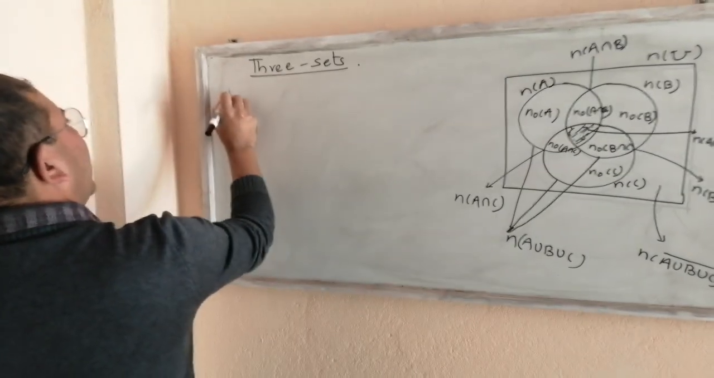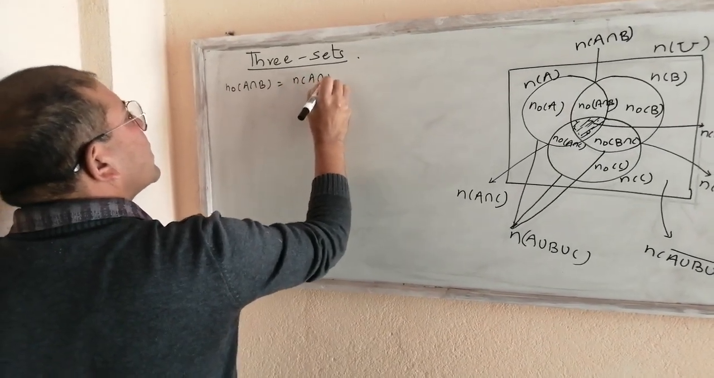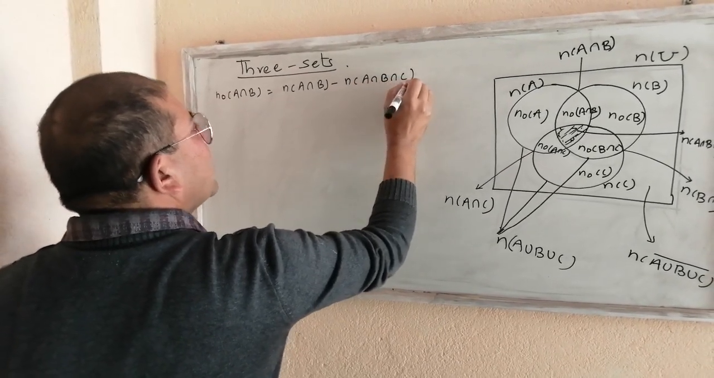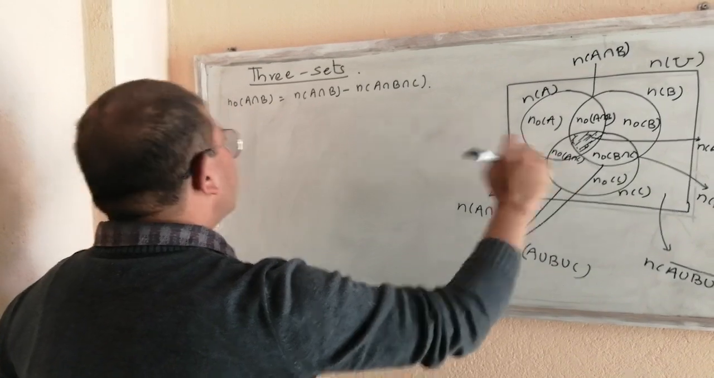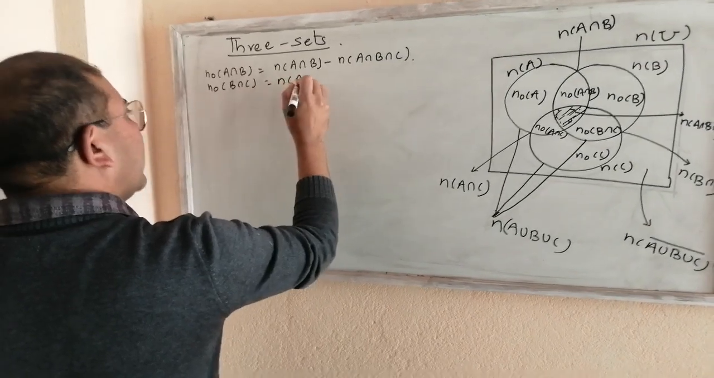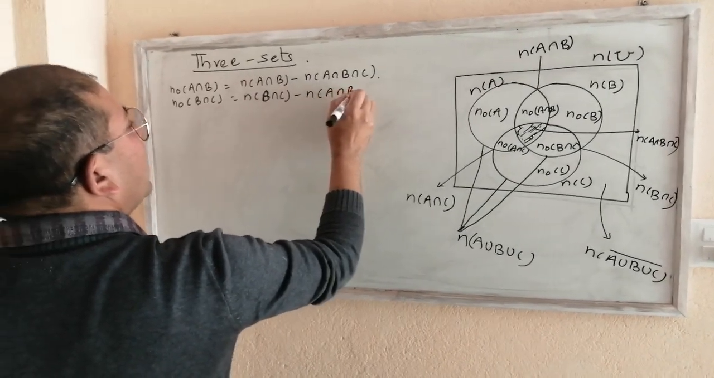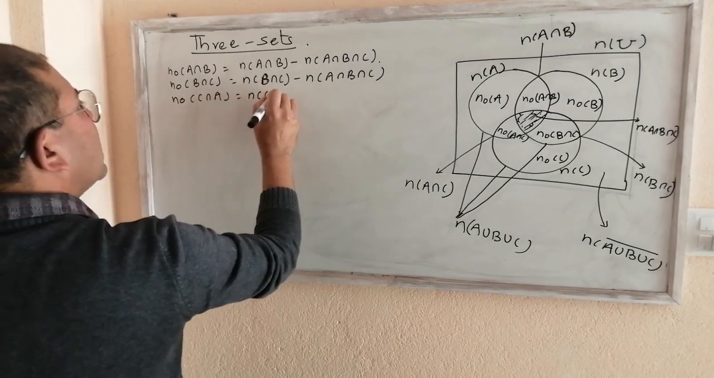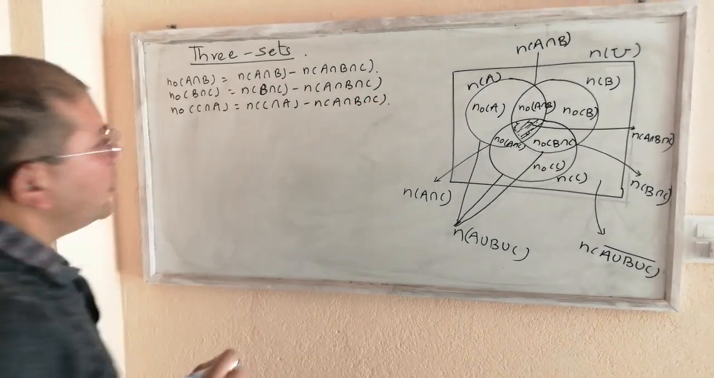To find out n naught of A intersection B, it is n of A intersection B minus n of A intersection B intersection C. Similarly, you can find out n naught of B intersection C and n naught of A intersection C. n naught of B intersection C is equal to n of B intersection C minus n of A intersection B intersection C. n naught of C intersection A is equal to n of C intersection A minus n of A intersection B intersection C. Try to be clear.